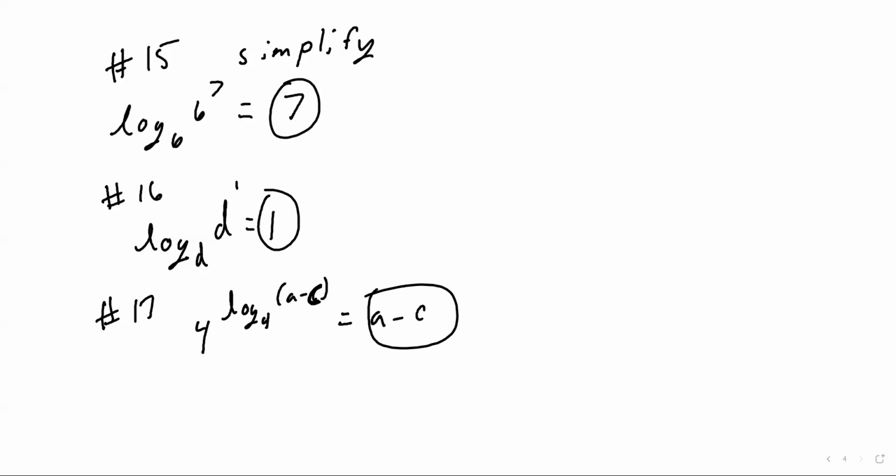Basically, as long as the number here and the base here are the same, whatever I was taking the log of is the answer. All right. One more, and then we'll move on.